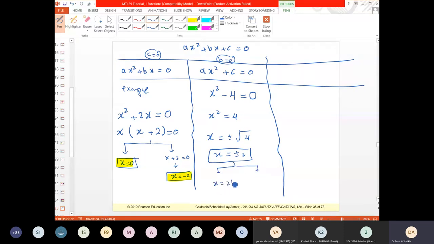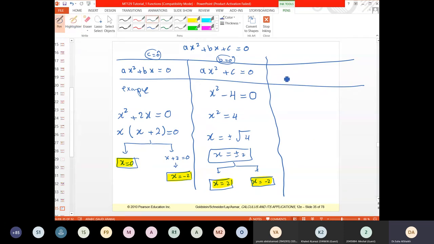Either x is 2 or x is minus 2. Two solutions here. Got it? So in the case where the middle term is not there, it is also easy. I just bring the constant to the other hand side and I solve it.